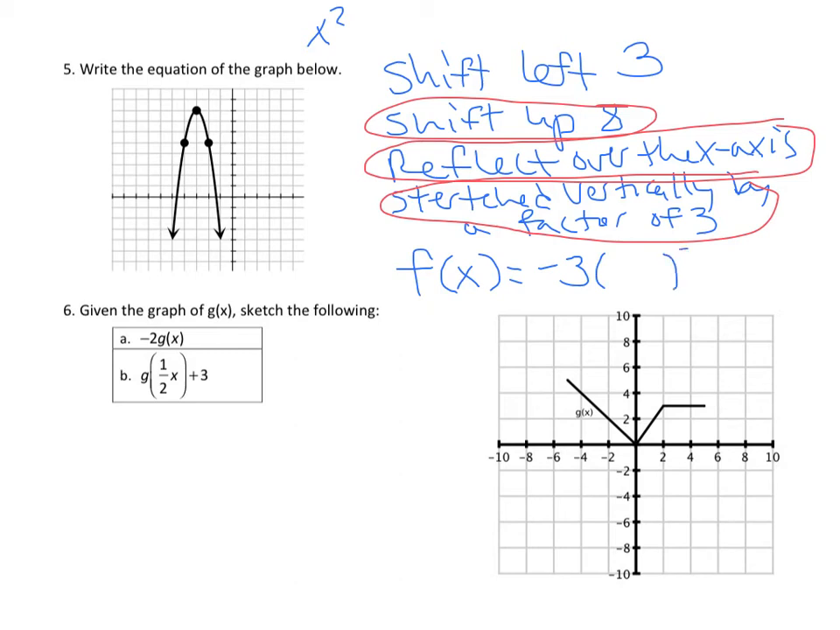And also, this is going to be squared, also on the outside, our up 8 would be a plus 8 at the end. Now on the inside, we shift left, so I would think it would be x minus 3, but remember, it's always the opposite of what we'd think, so it's going to be x plus 3 to shift left 3. And that would be the function.